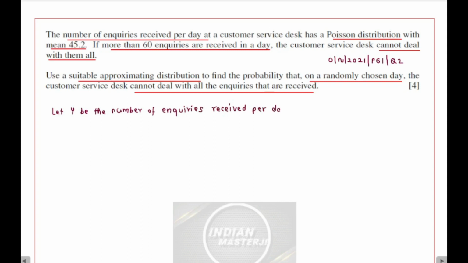Okay, if this is the case, then they have given us that y follows Poisson distribution with the average number of occurrences or mean number of occurrences as 45.2. That means lambda here is 45.2.